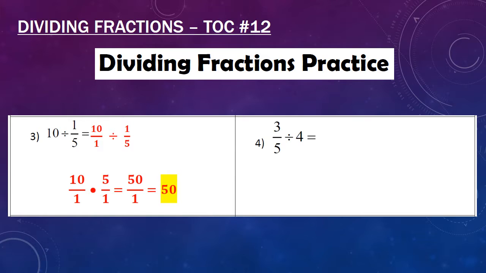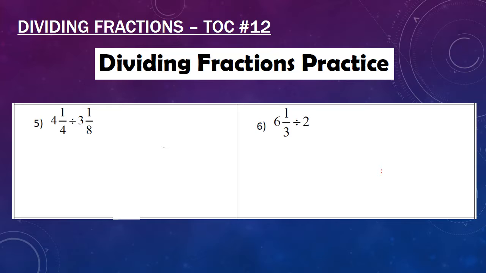Number 4, we have 3/5 divided by 4. I need to make that 4 a fraction by putting it over 1. Now I can keep the first fraction the same, change to multiplication, and flip 4 over 1 to 1/4 and multiply across. 3 times 1 is 3. 5 times 4 is 20, and I cannot simplify, so that is my final answer.